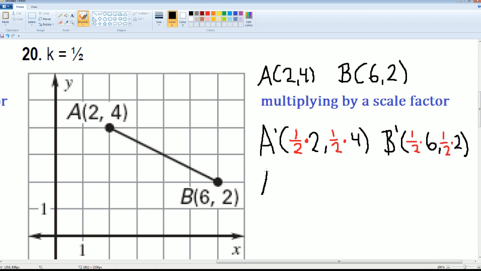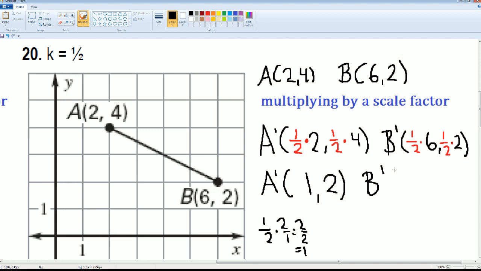If this doesn't make sense to you, you have to do this in a calculator. So I could show it to you right here. What is 1/2 times 2? Put this over 1. This becomes 2 over 2, which just becomes 1. Do you see how this is just half of this? What's 1/2 times 4? That becomes 2 because that is half of 4. What is B? 1/2 times 6, or half of 6, which is 3. What is half of 2, or 1/2 times 2, which is 1?